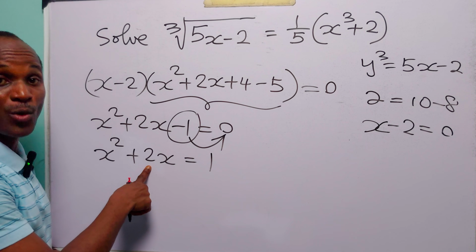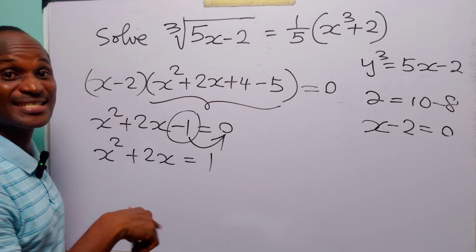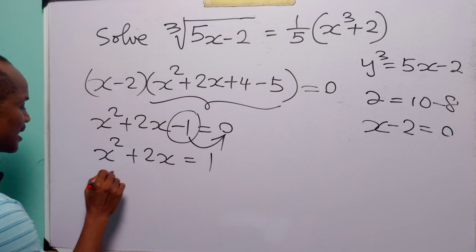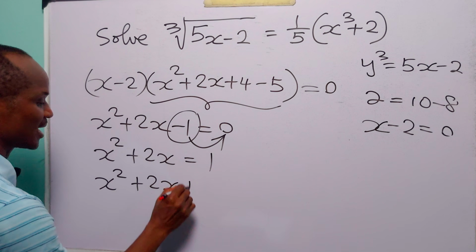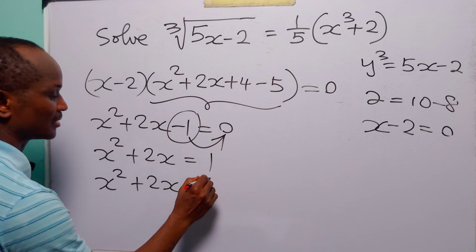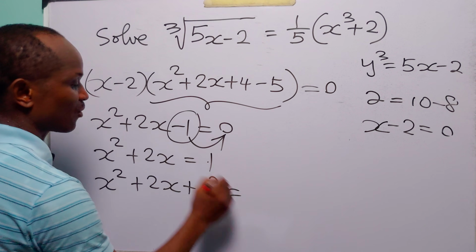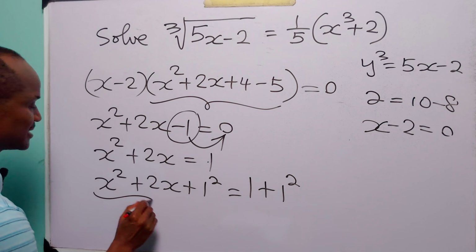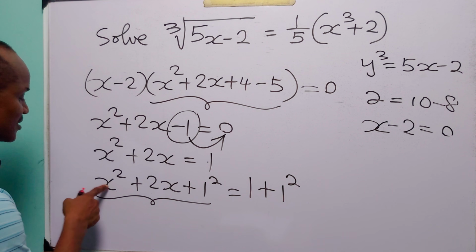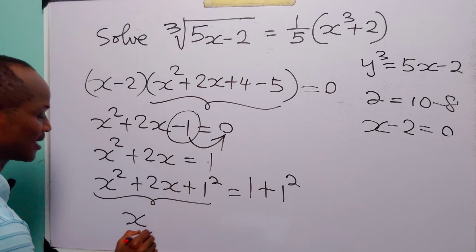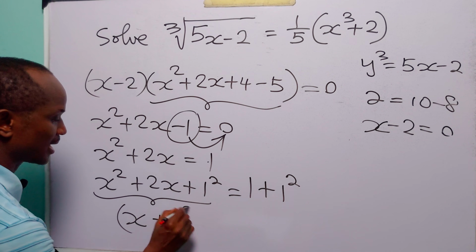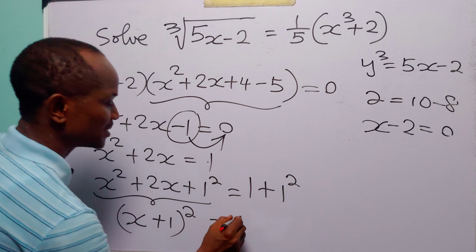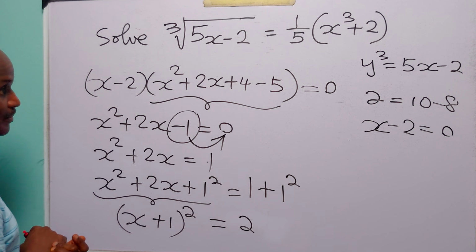Now, we divide the coefficient of x by 2, square and add to both sides of the equation. That is x² + 2x + 1², where 2 over 2 is 1. This is equal to 1 + 1². Now, this is a perfect square. So we take x and we take 1, and we square, and this is equal to 1 + 1, which is equal to 2.